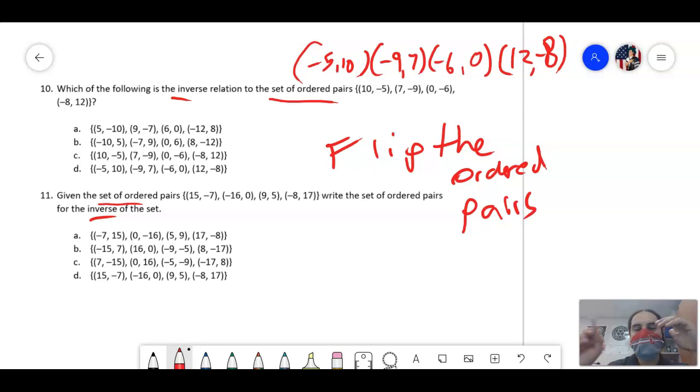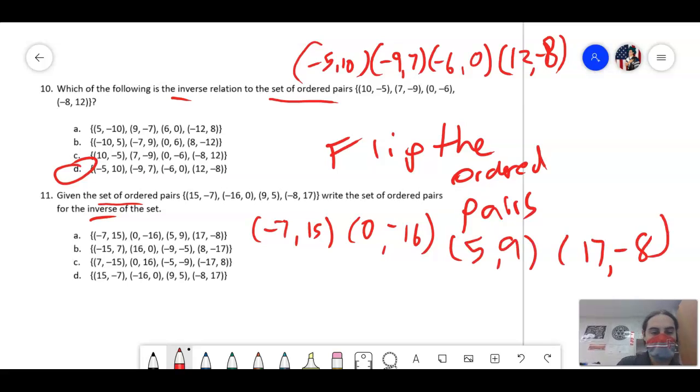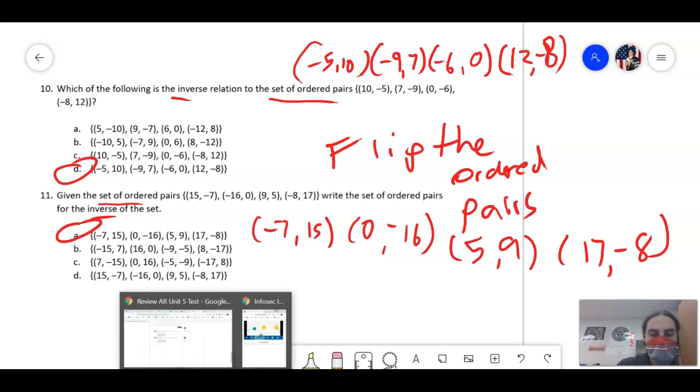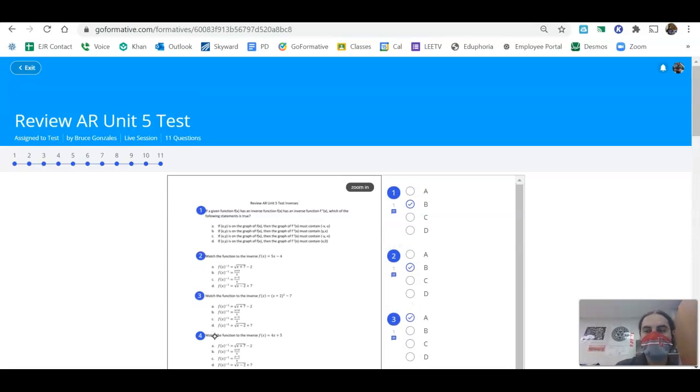All right, notice none of the negative signs change. You just flip them. So negative 5, 10. Well, the only one I see is the letter G there. And then down here, just flipping these, we got negative 7, 15, 0, negative 6, 5, 9, 17, negative 8. Which one matches that? Is it 15? A, so it's D and then A. So that's how you do your review.